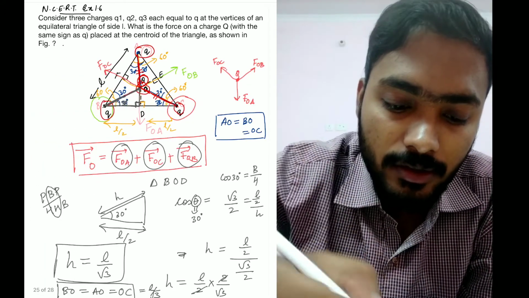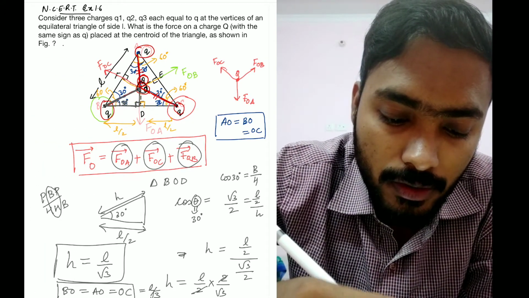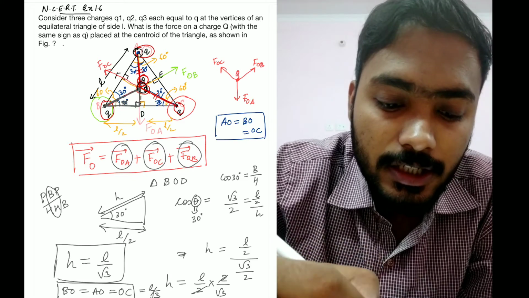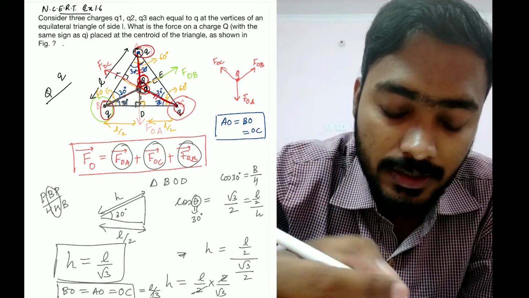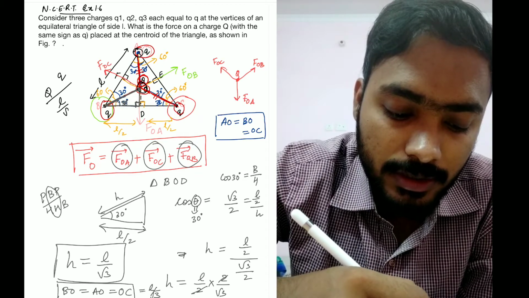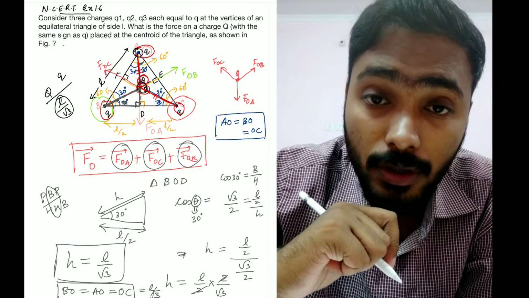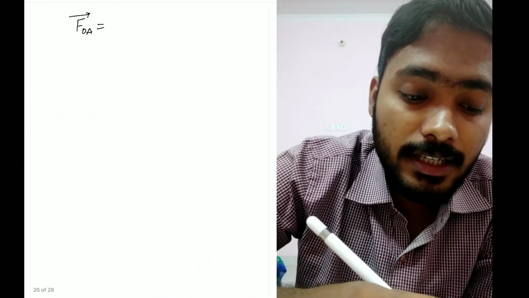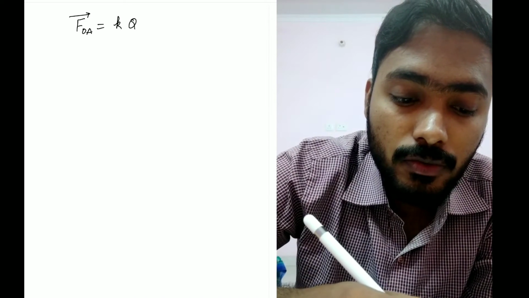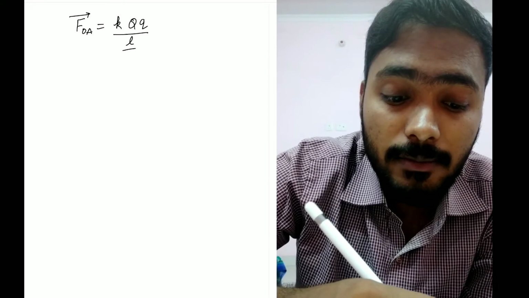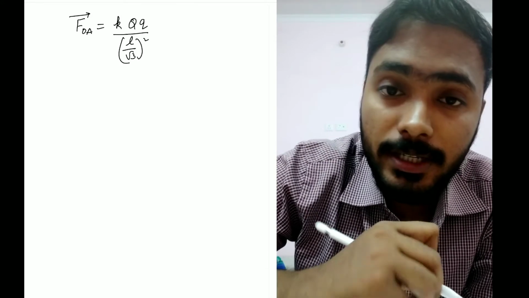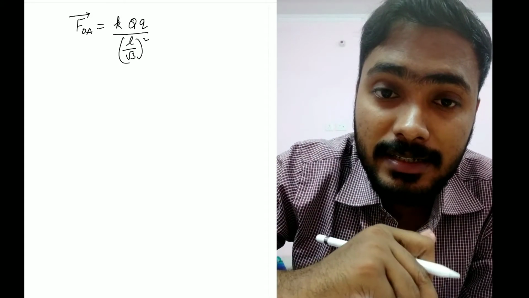So O and A, you can see this is O and this is A, right? There is a charge Q and there is a charge q. The separation between them is L by root 3. This is something which I know. So very similarly I can write K Q q divided by the separation between them, L by root 3, whole square, right? I hope that is understandable.